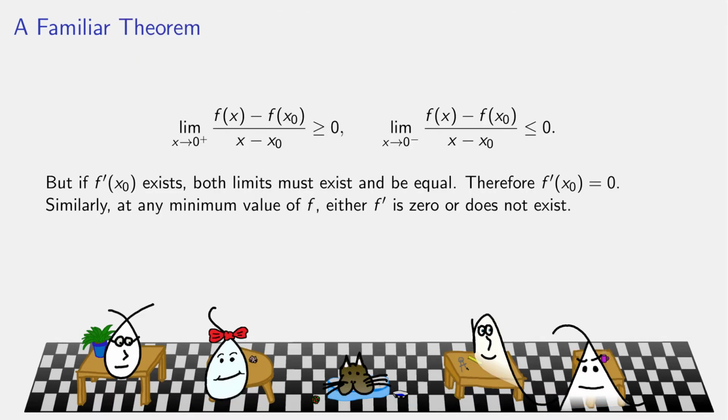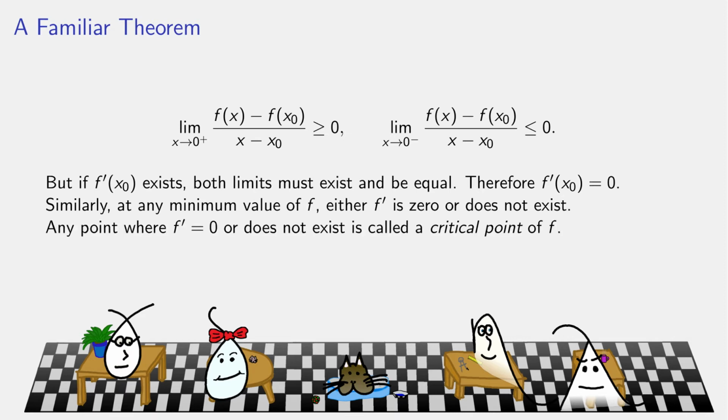Okay, so therefore, if you're at a max or correspondingly a min, and the derivative exists, then the derivative must be 0. Suppose you're at a point where the derivative is 0 or doesn't exist.